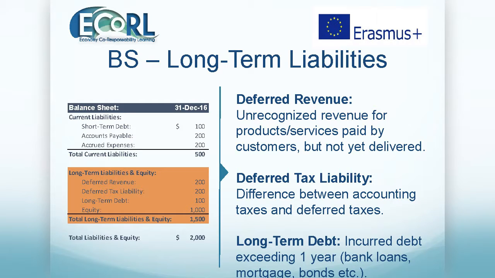Now, deferred tax liability relates to the difference between the taxes that you have recorded in the income statement and the taxes that you have deferred. So there is a proportion of these taxes that you have not been paying in the past, and that you have deferred for future periods, and this will reduce your cash flow in the future. That's why it's a liability. And finally, we have long-term debt, which is incurred debt exceeding 1 year of maturity. This is relevant for big bank loans, for example, for mortgages on houses, on real estate, and for bonds as well.